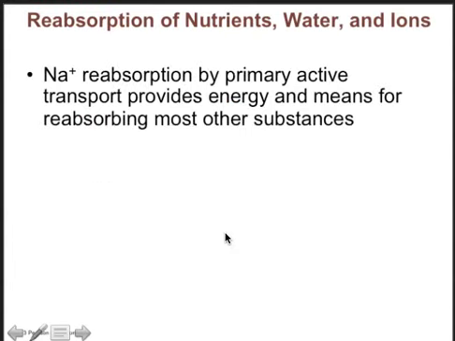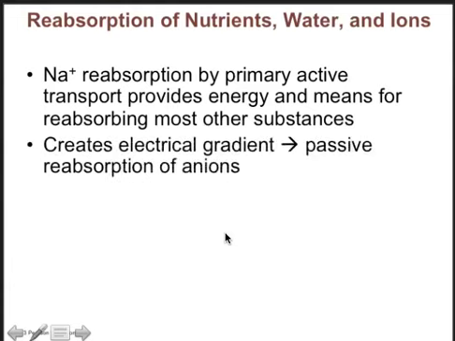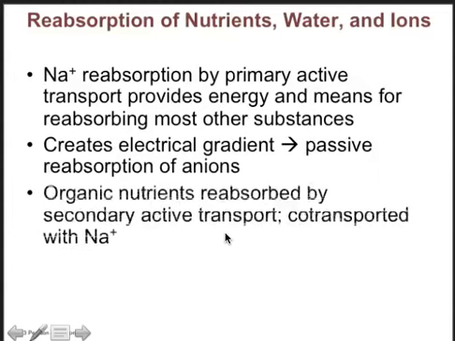Sodium reabsorption by primary active transport provides energy and a means for reabsorbing most other substances, and this creates an electrical gradient that leads to the passive reabsorption of anions, which essentially follow the cations as a result of electrical attraction. Organic nutrients reabsorbed by secondary active transport are co-transported into the cell along with the sodium.